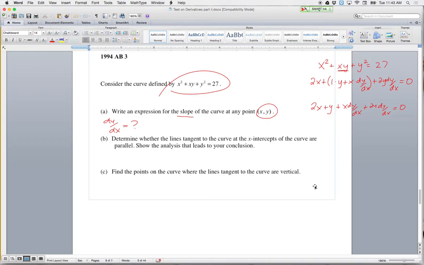Okay? So now I'm going to get dy dx by itself. So I'm going to have x dy dx plus 2y dy dx equals negative 2x minus y. Get the dy dx stuff to one side. Factor out the dy dx: x plus 2y equals negative 2x minus y. Divide by x plus 2y, so we're going to have dy dx equal to negative 2x minus y over x plus 2y. There's your derivative.